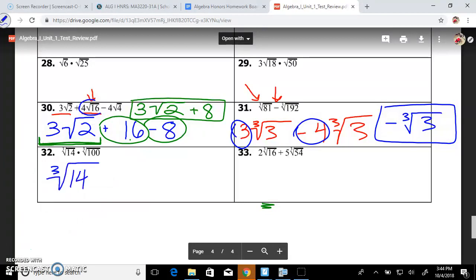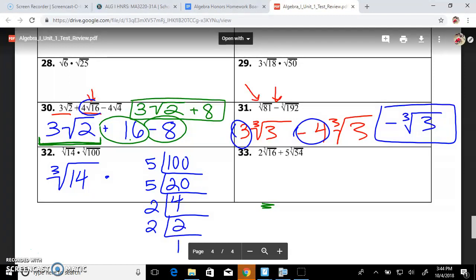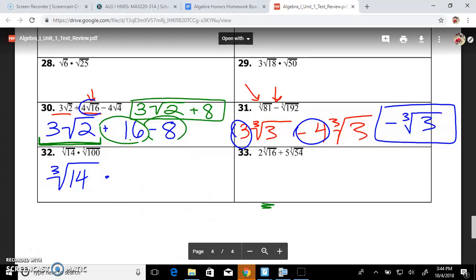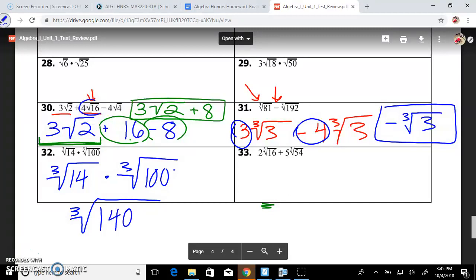Okay, let's simplify the cube root of 100. We've got 100. Let's divide that by 5, which is 20. 5, which is 4. 2, 2, 1. It's a cube root, so we're looking for groups of 3's. Can't find any 3's in there, so that can't be simplified. So that means we're just going to have to multiply them. So we're looking at the cube root of 1400.